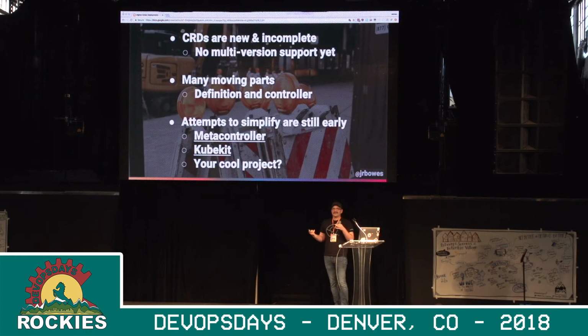But a word of caution, I guess, is that custom resource definitions are still relatively new, and they're not fully complete yet. The big thing is that there's no multi-version support. So going back to the Docker slide, Docker uses API server aggregation, right? They used to use CRDs, if I remember correctly, but they now use API server aggregation.